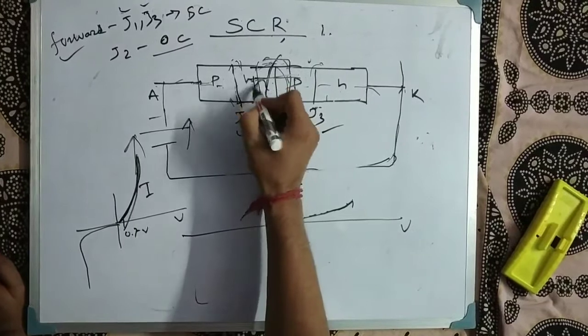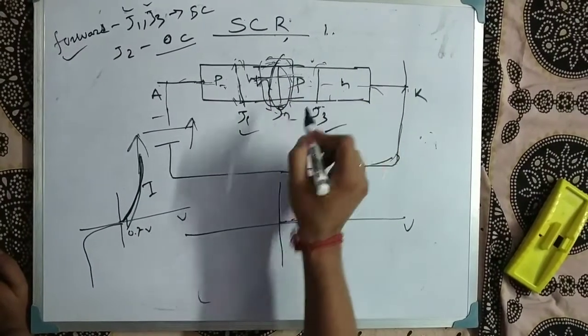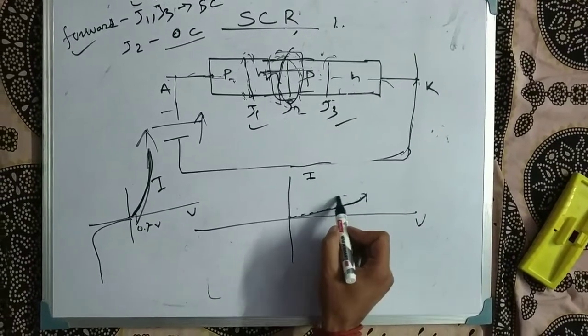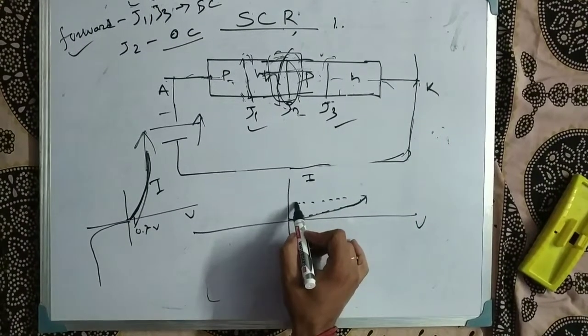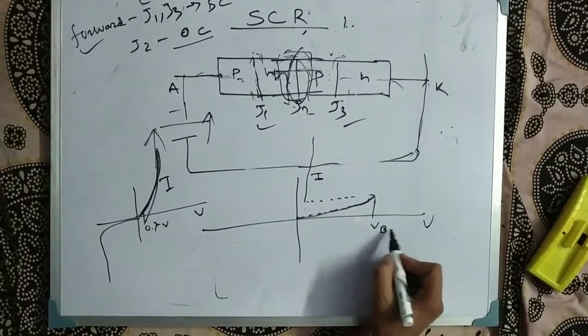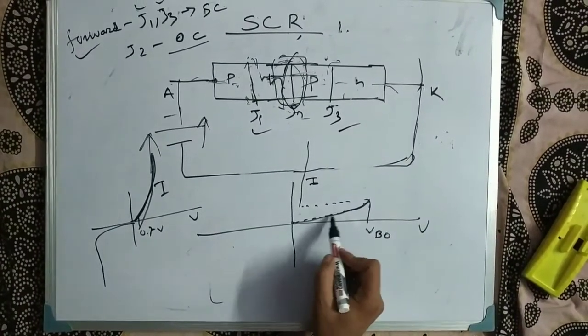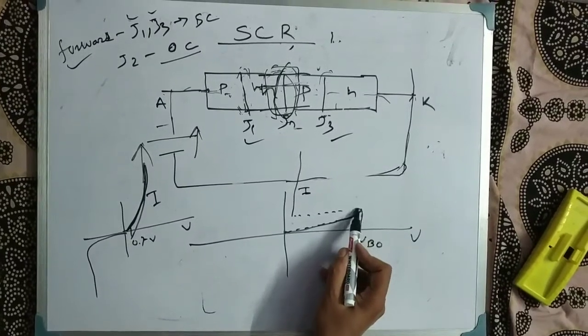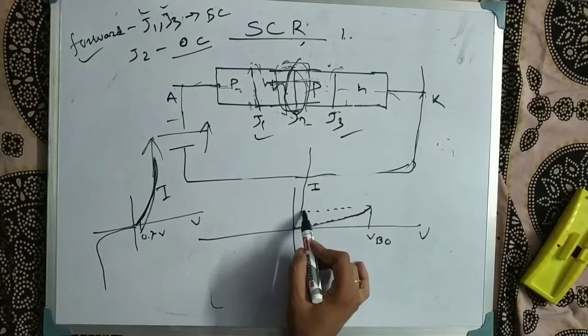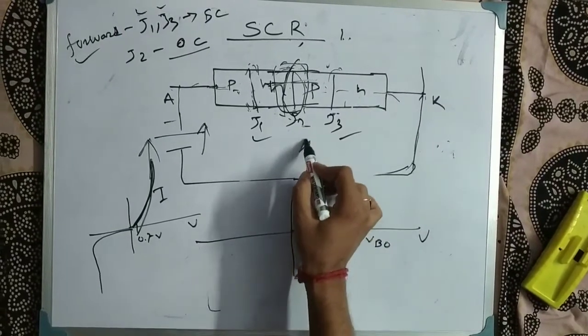Then we have only the PN junctions, two PN junctions, and it will act as a diode. Current will flow through it. So this is the forward breakdown voltage. After reaching that forward breakdown voltage, the voltage then becomes less, and current will flow like this.